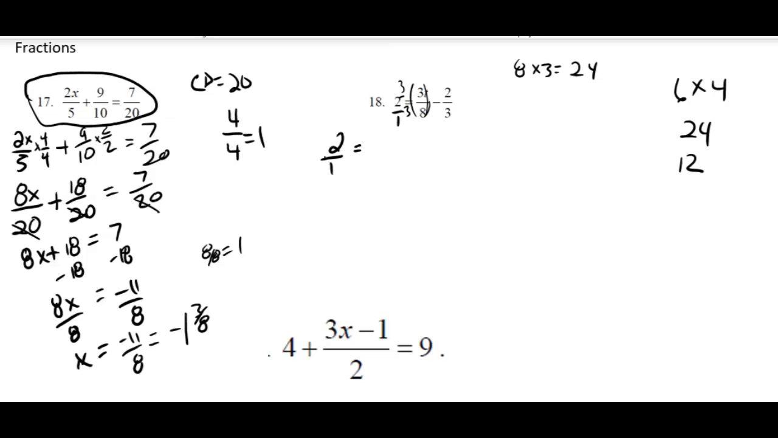So we multiply this by 3 over 3. And that's going to give me 9t over 24. Then I'm going to subtract this. I got to multiply these by 8 over 8. Okay, so I have 16 over 24.